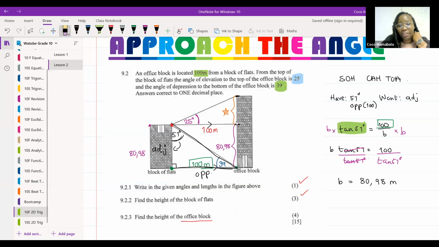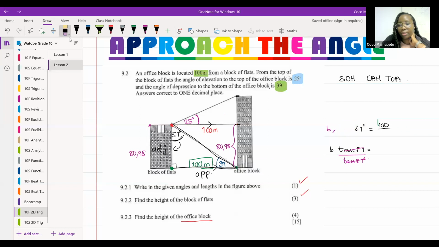Can anybody venture for us what's happening over here in this top triangle? Remember, guys, we're using this triangle over here, that one. Okay, and we want this. Any volunteers? Anybody? Somebody? Which part of the office are we calculating? This top part. Okay, the top part. All right, okay.